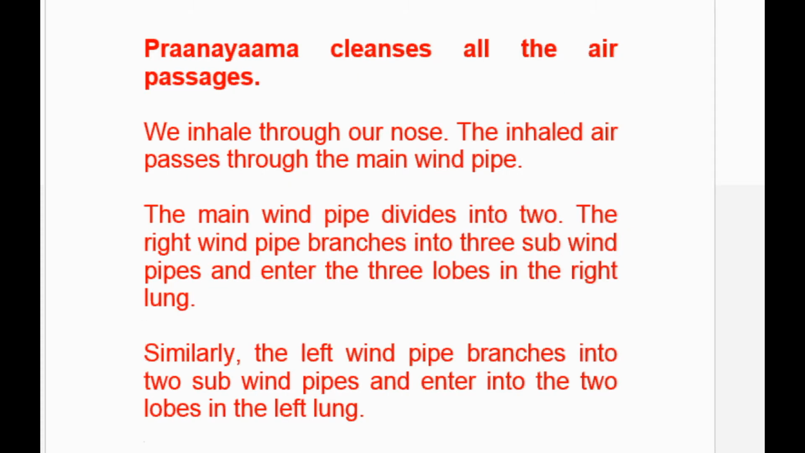Pranayama cleanses all the air passages. We inhale through our nose. The inhaled air passes through the main windpipe. The main windpipe divides into two. The right windpipe branches into three sub-windpipes and enter the three lobes in the right lung. Similarly, the left windpipe branches into two sub-windpipes and enter into the two lobes in the left lung.